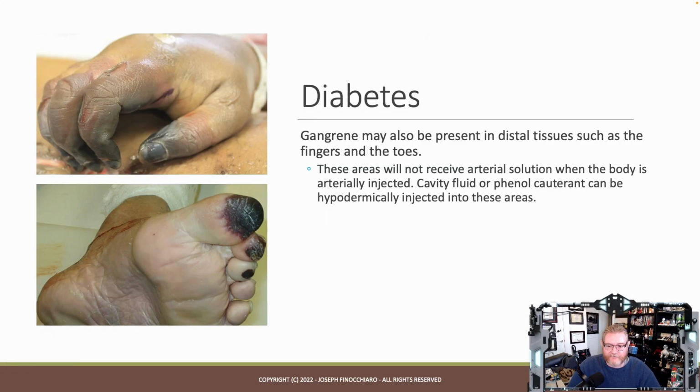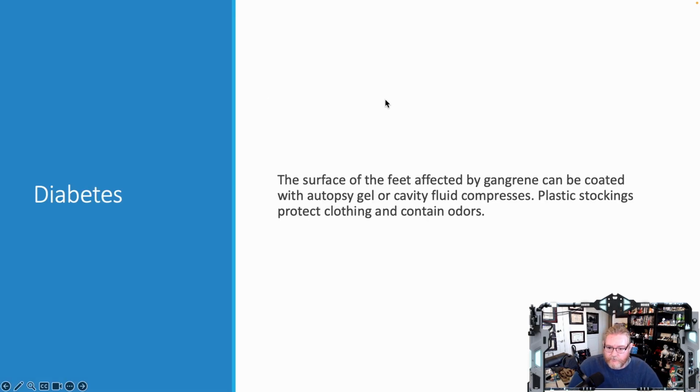Gangrene may be present in the distal tissues such as fingers and the toes. These areas will not receive arterial solution when the body is arterially injected. Cavity fluid or phenol cauterant can be hypodermically injected into these areas. The surface of the feet affected by gangrene can be coated with autopsy gel or cavity fluid compresses. Plastic stockings protect clothing and contain odors.